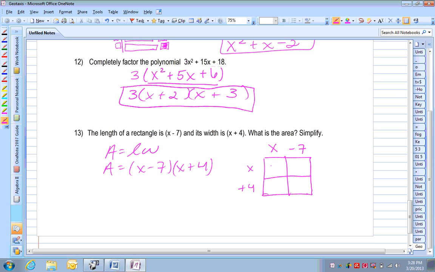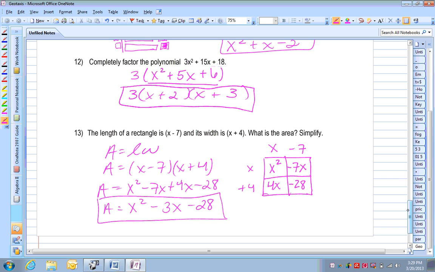So when I multiply x times x, you get x squared. And when you multiply x times negative 7, you get negative 7x. 4 times x gives you 4x. And then 4 times negative 7 is negative 28. So my area is equal to x squared minus 7x plus 4x minus 28. And then I simplify. So the area is x squared minus 3x minus 28. Okay, so that is my final answer to this review.